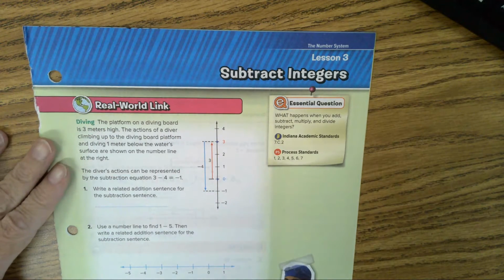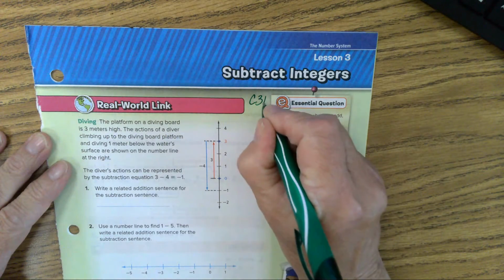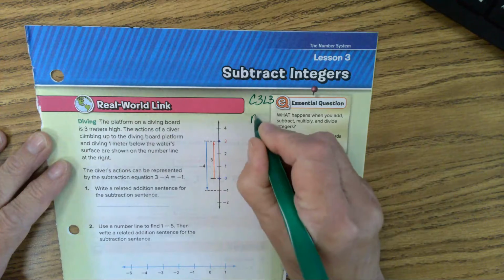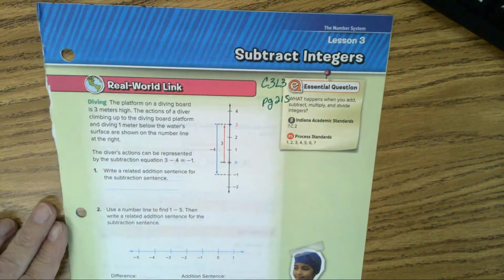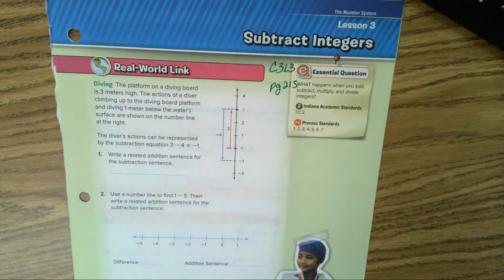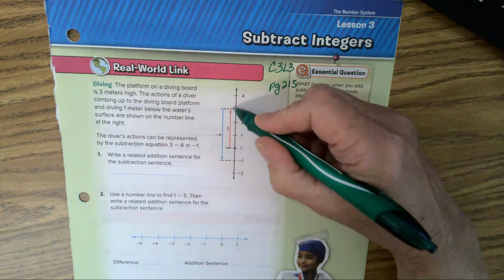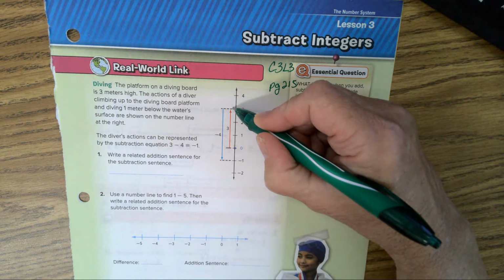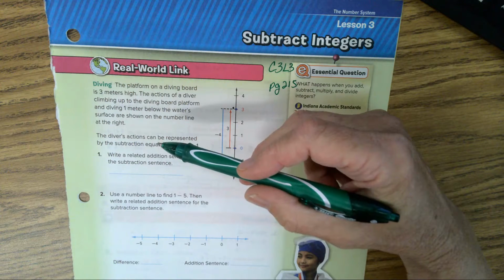All right, so this is chapter 3, lesson 3, and it's located on page 215. We start off with a vertical number line in the real world link. It says the platform on a diving board is 3 meters high. The actions of a diver climbing up to the diving board, here it shows going up 3 feet high to the diving board, and diving 1 meter below the water surface are shown on the number line.